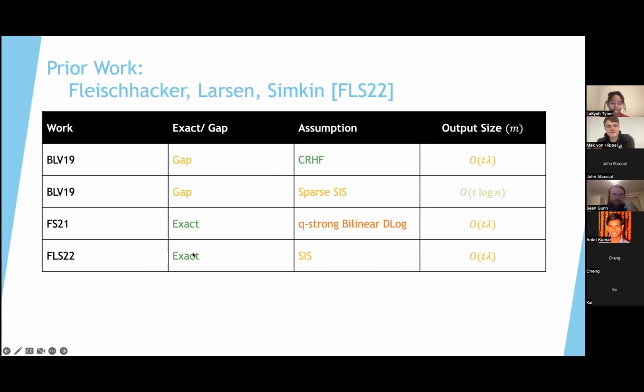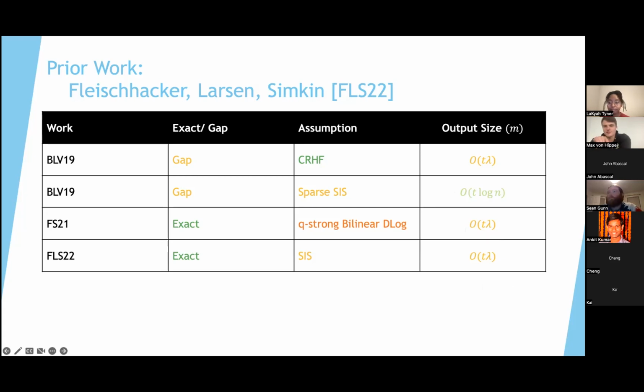So the obvious question to ask from these prior works is, can we achieve a robust property preserving hash for Hamming, specifically for the exact Hamming predicate, with more standard assumptions, and achieve a very good output size? So this O of T log, or this O of T lambda, is decent, but we believe that we could do a little better. And so that's what we're trying to accomplish in this work.